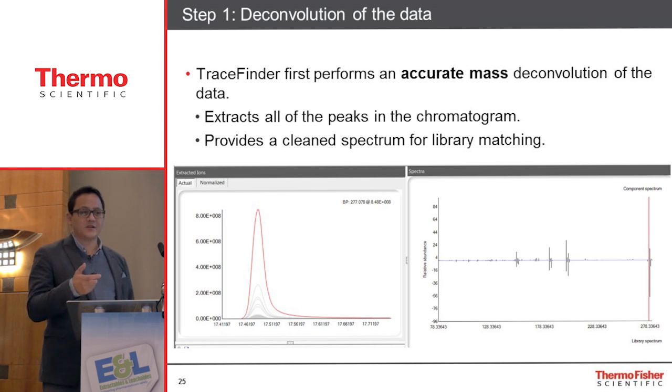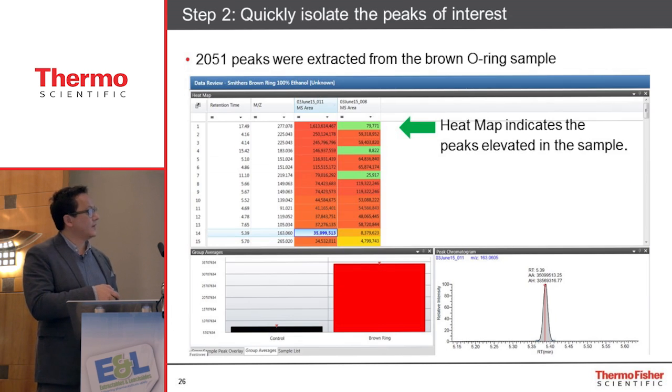The software, as I mentioned, does an accurate mass deconvolution. So all of the ions are pulled out. The retention times are all perfectly aligned, and those ions are built up into our spectrum, a nice clean spectrum. It then library searches that spectrum.